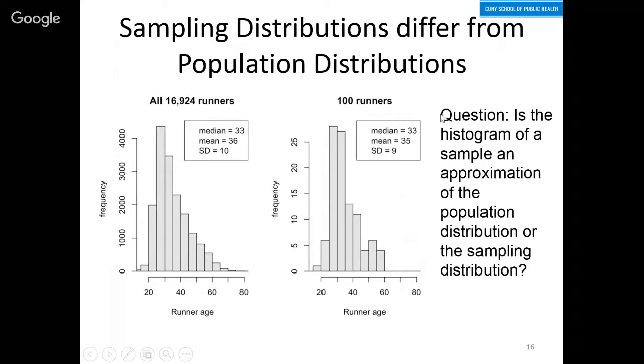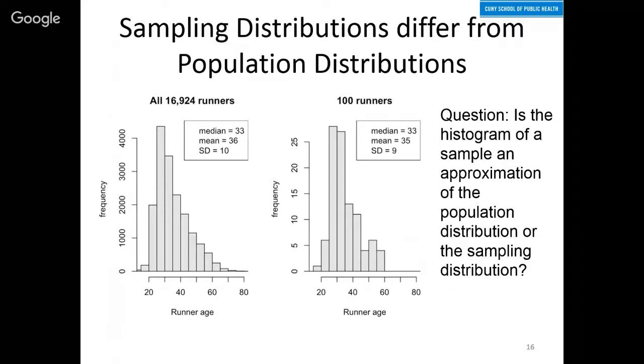So going back to this example of the 16,000 runners, with a median of 33, mean of 36, standard deviation of 10, and then looking at the 100 runners, and I've already given this away to you, but is this an approximation of the population distribution or the sampling distribution? This is a sample of 100 runners.